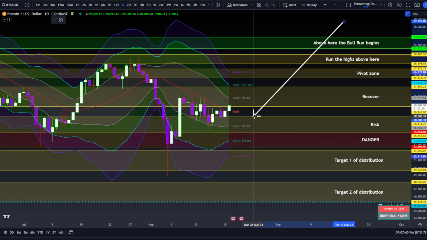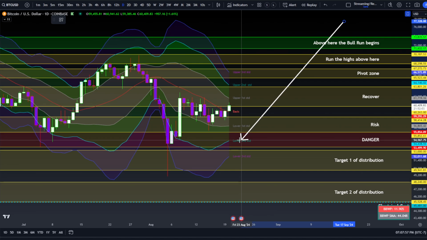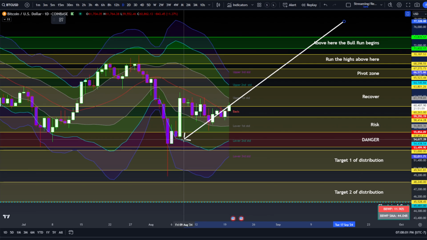But of course, we would need to see closures below 58.4 that then go and run the lower first, which is right around this low side structure. Close below there, and then we're looking to this 55,850 before getting to the next volatility level of interest, which is the lower second, which is actually right around this wick low structure here at 54.5.